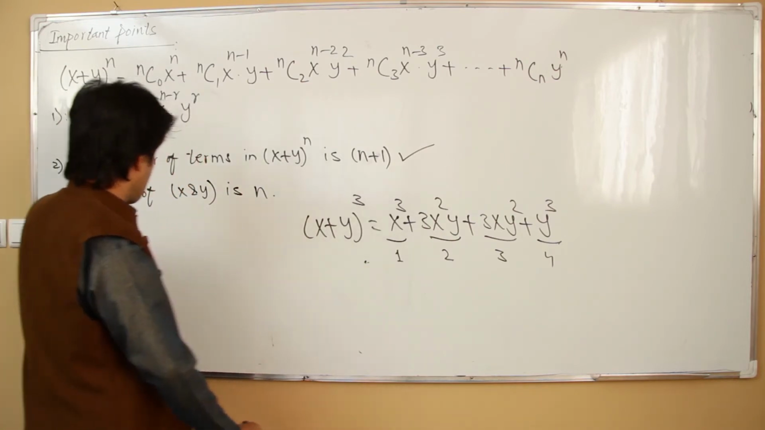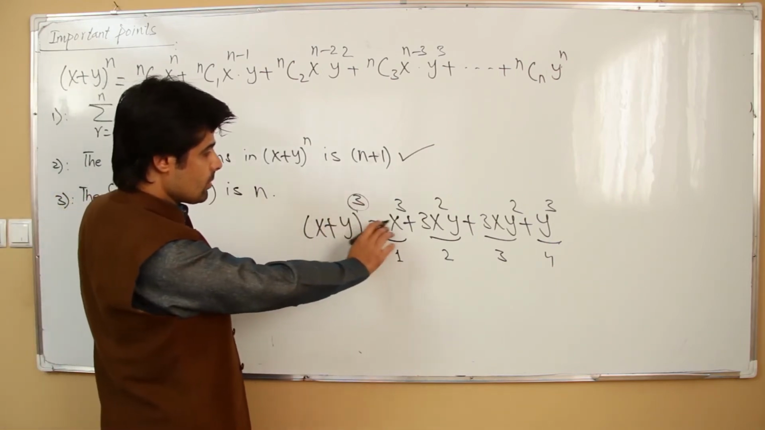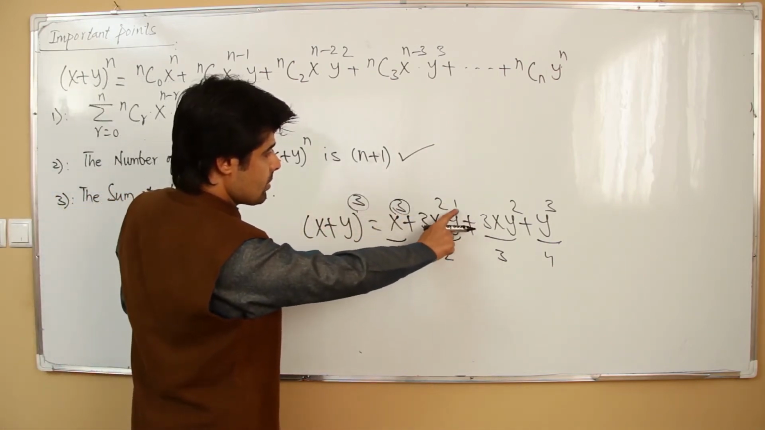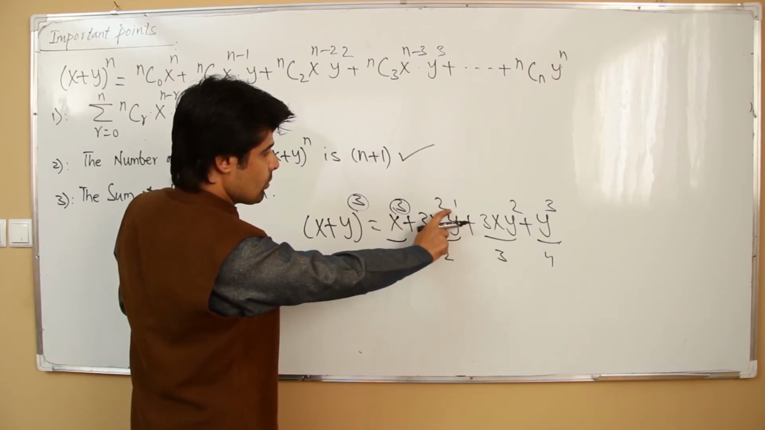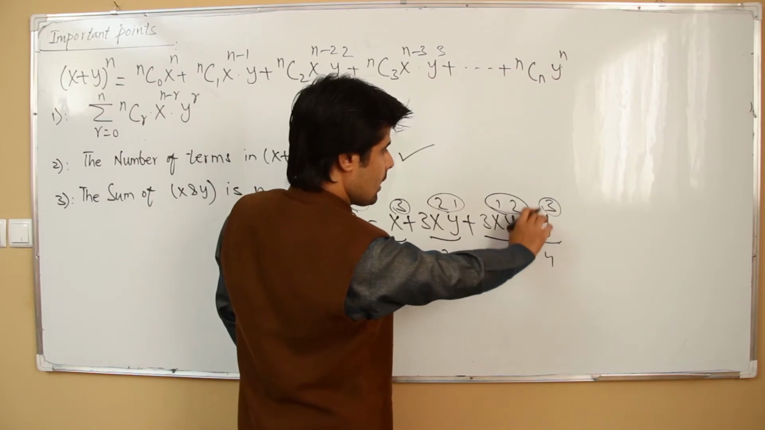I mean the sum of the powers of x and y. n is 3, so this is 3. What is the power for y? It's 1. 2 with 1, it's 3. It's 1. 1 with 2, it's 3 and 3.